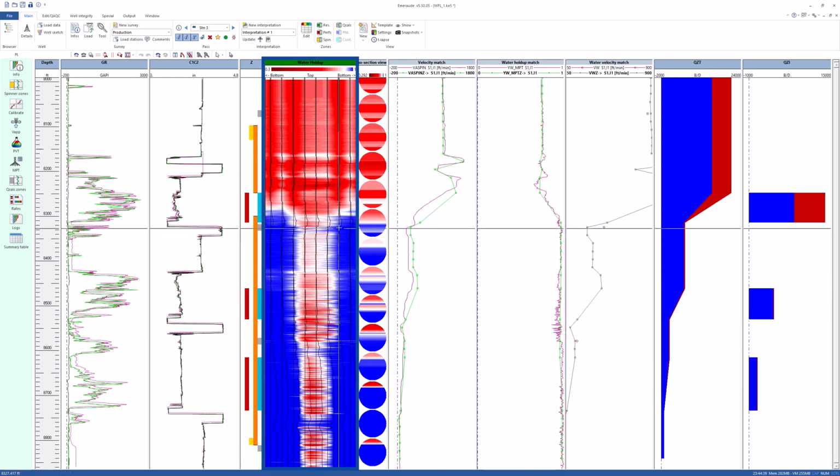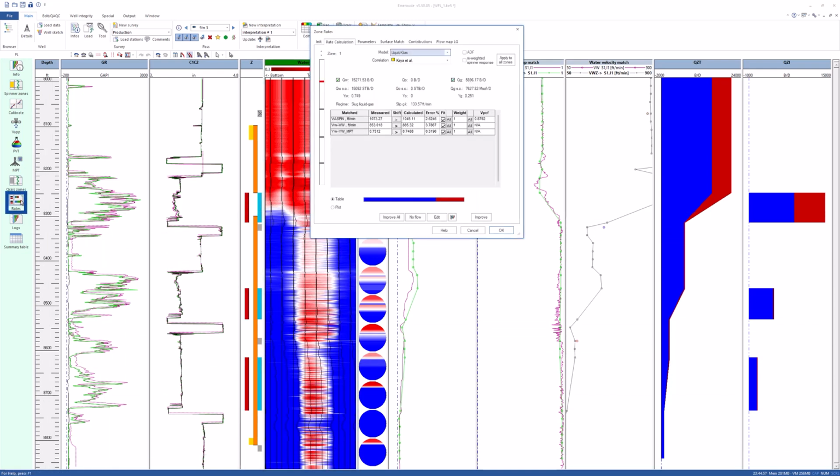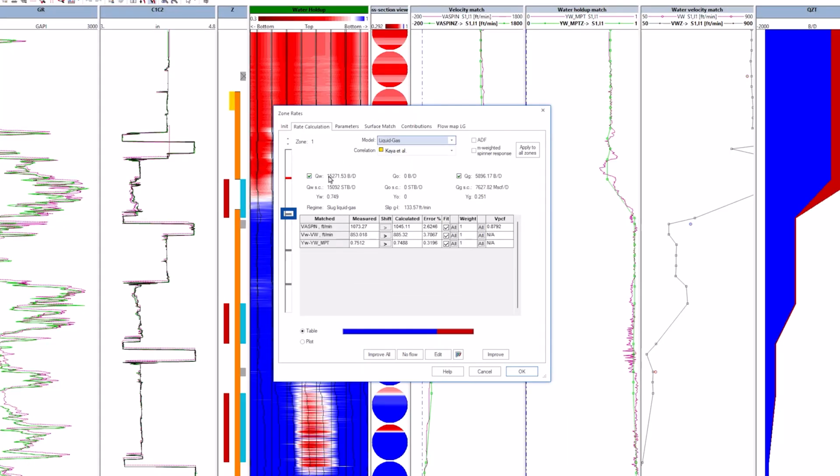In this case, the flow is stratified up to the top perforation, as seen in the image view. Below this depth, the confidence on the water flow log is higher than the spinner. From the Rates dialog, increase the weight on the water flow log stations in the zones with stratified flow. This favors this measurement over the apparent velocity in the error minimization process.